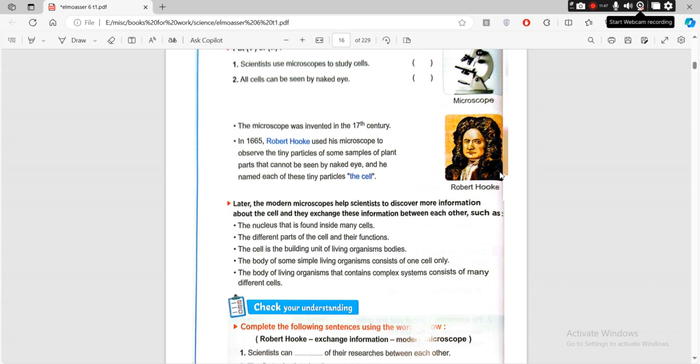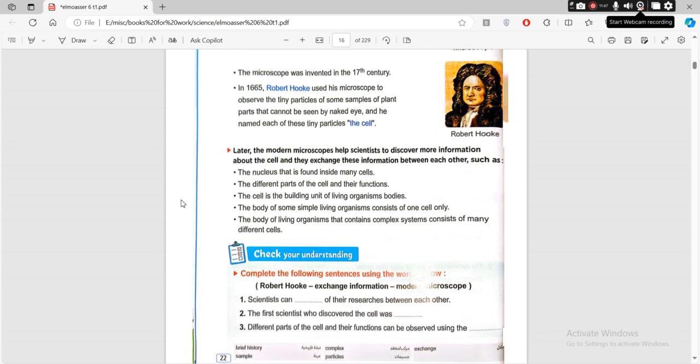Exactly in 1665, that's almost 400 years ago, a scientist called Robert Hooke used his microscope to observe the tiny particles of some samples of the plant. And he was the one to call these particles the cell. So Robert Hooke put the plants under the microscope, and he saw that they have tiny chambers, and he called them the cell. Good.